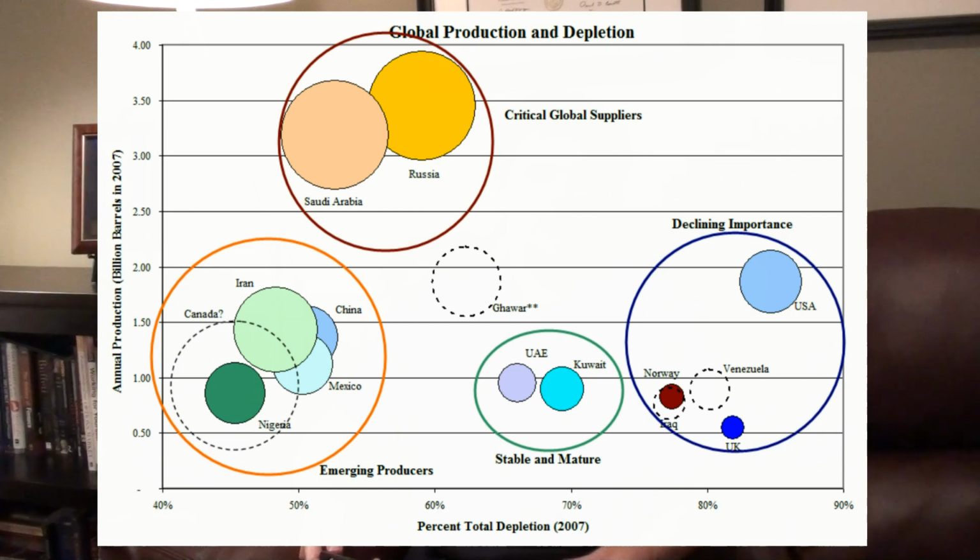Countries in the lower right quadrant produce less annually and are far more depleted than stable or emerging producers. Therefore, I've labeled them declining importance. The group includes countries like the United Kingdom and Norway, which have acknowledged that their productive life cycles will dwindle within 20 years. The United States is also included. It is the most depleted country in percentage terms. Interestingly, though, the United States still has far more oil left to produce, even at this most advanced stage.